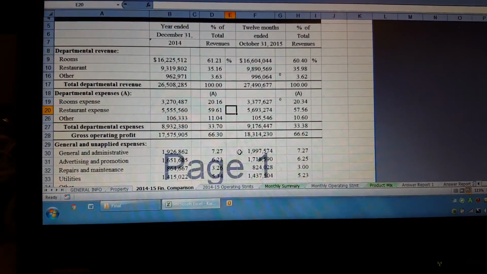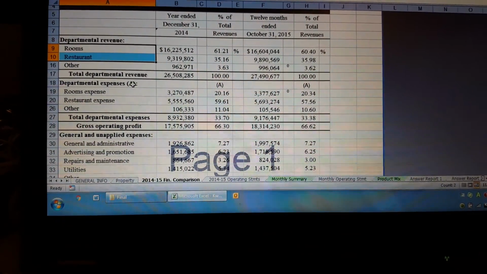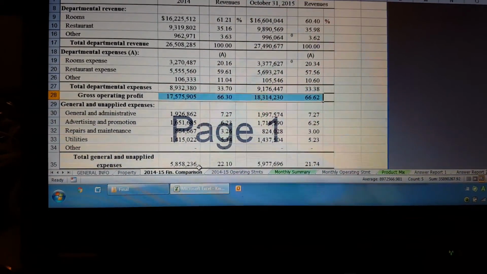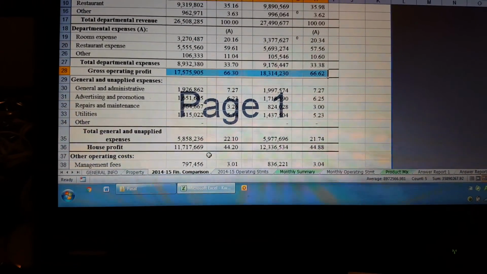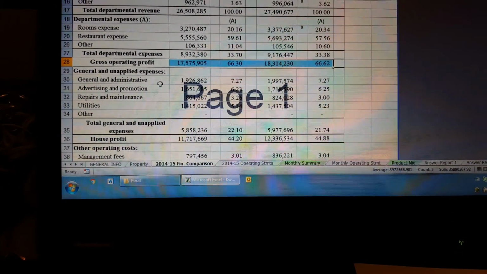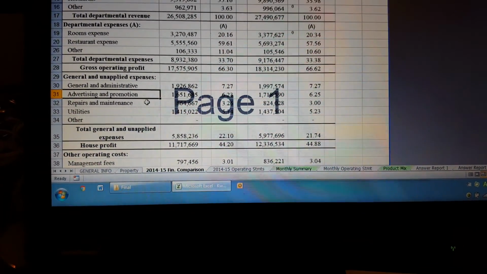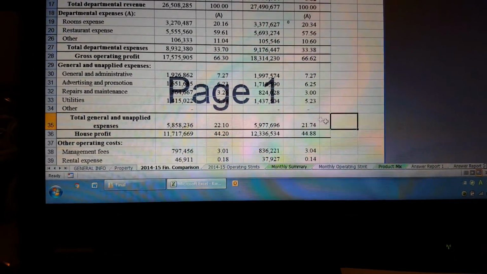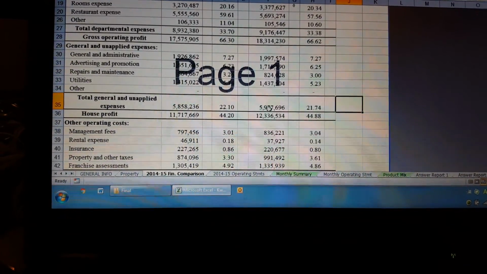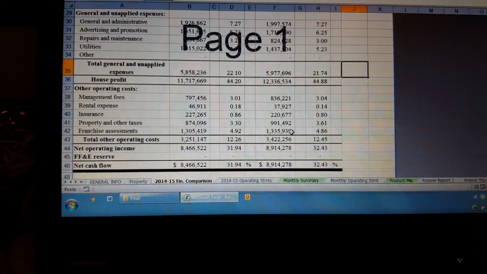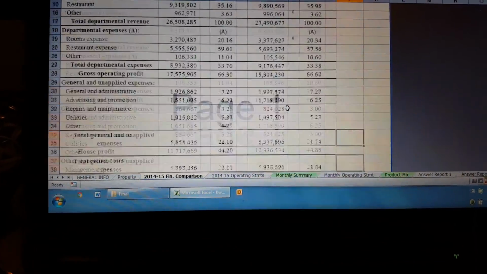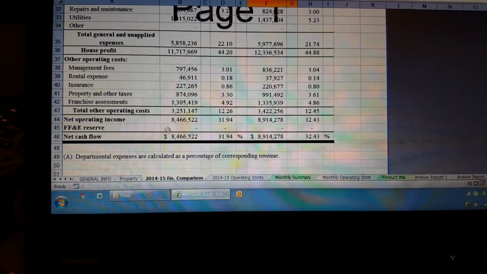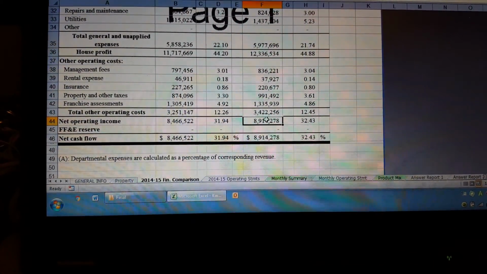This is a generalization of the rooms revenue netted against the expenses to get the gross operating profit for each department. And then there are more fixed, more general expenses such as G&A, advertisement, repairs and maintenance, utilities. As you can see, there's no other. And this is grouped by the departments, so it's more of a general comparison from 2014 to 2015. And this is, as you can see, the net operating income.